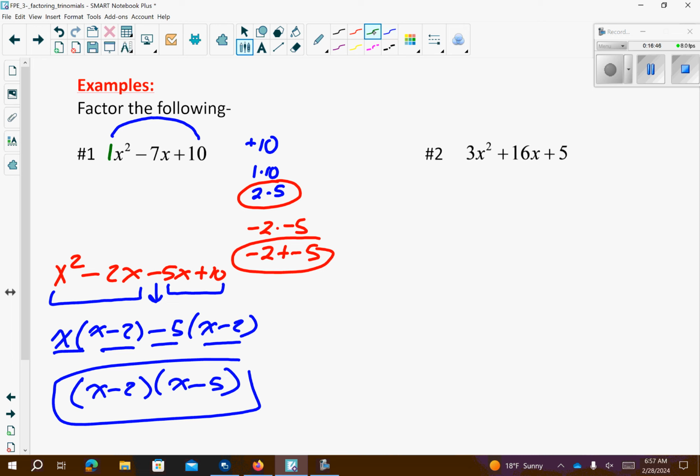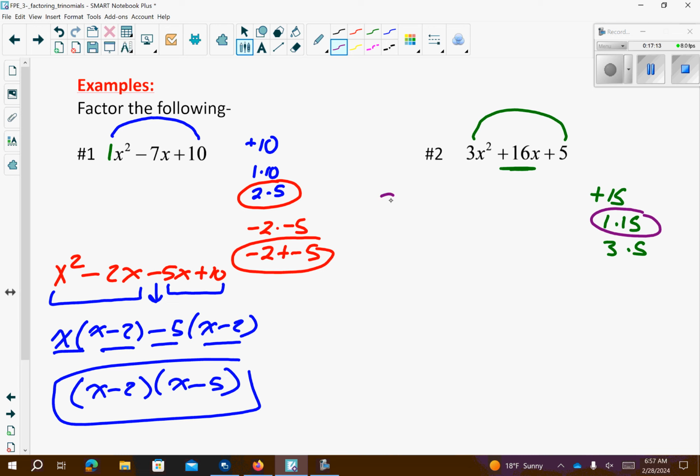Let's think about this next problem. First step, multiply 5 times 3. That gives me positive 15. Now this one's going to work out nicely because the signs are all the same, so everything's going to stay positive. So I know that 1 times 15 and 3 times 5, when multiplied together, would give me that 15. I want the ones that will add up to 16. What do you think it would be? Yeah, the 1 and 15.